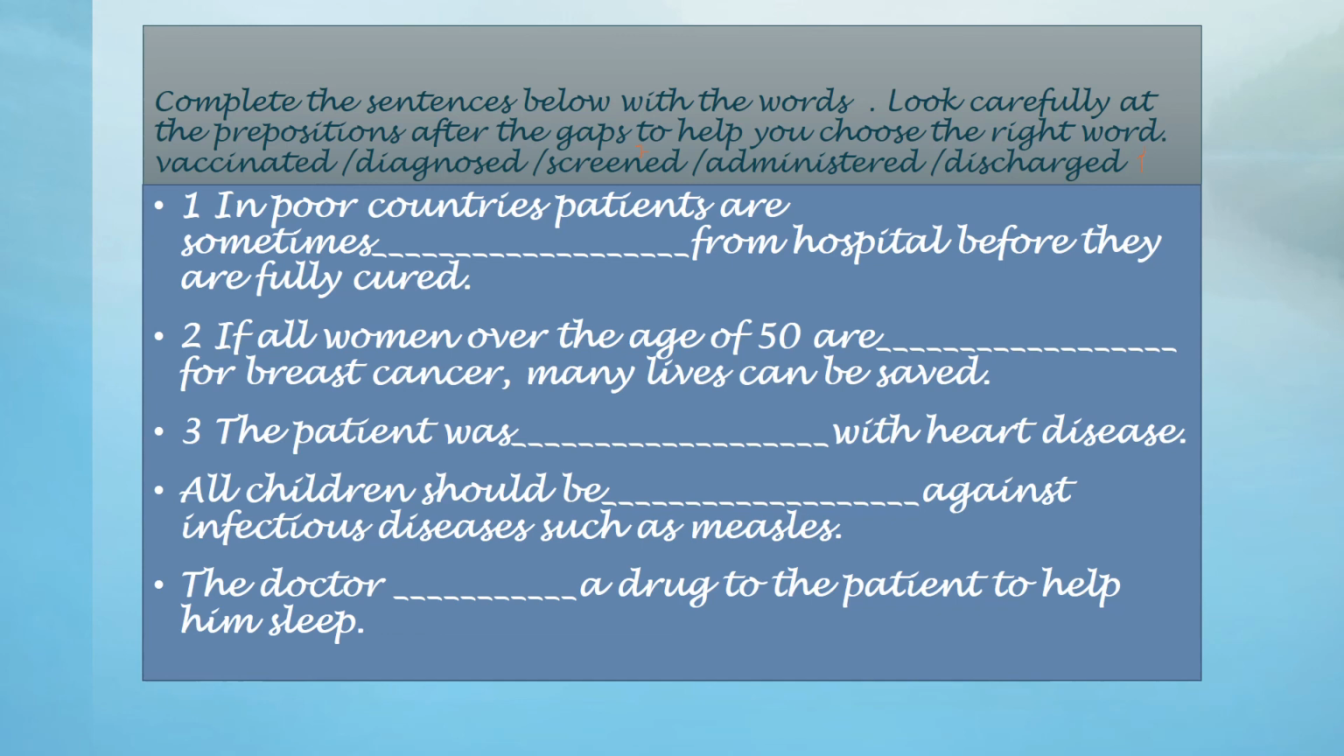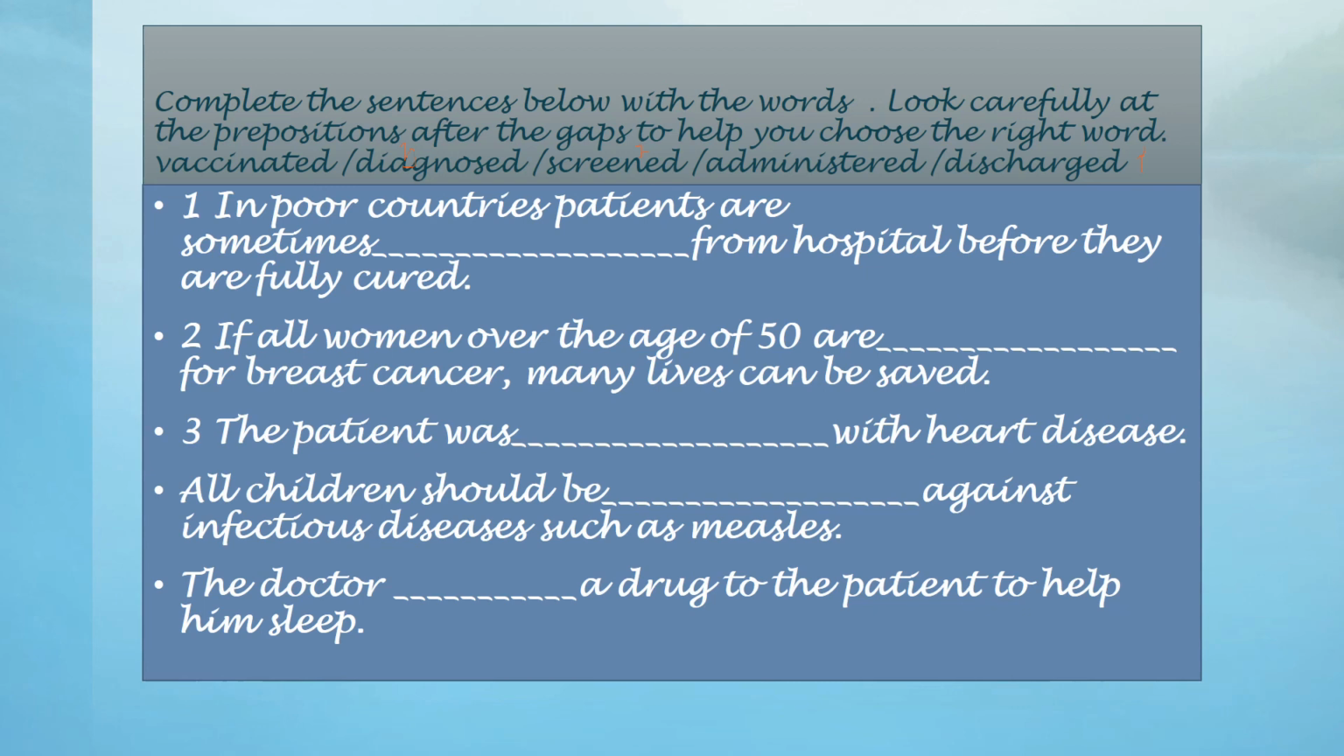The right answer is vaccinated, diagnosed, or administered. Excellent answer. The patient was diagnosed with heart disease. This is number 3. Let's move to number 4. All children should be blank against infectious diseases such as measles.